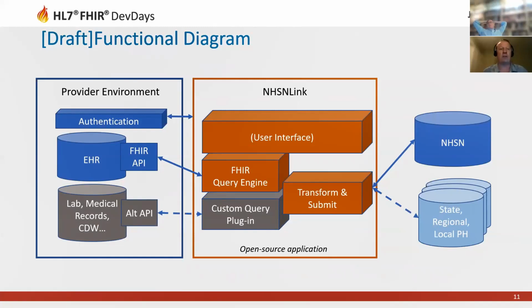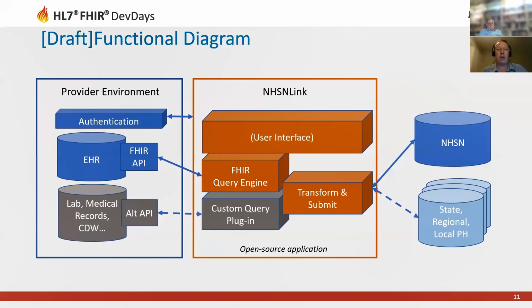There might be an HL7 version 2 interface, or it might be a setup where people at the hospital will just extract records, put them in a CSV format, and push them to NHSNLink. NHSNLink is the stuff in the orange box, and this consists of a user interface which will initially authenticate against that provider environment. It has a FHIR query engine where it will query the FHIR APIs of an EHR to pull out things like the medication request resources, allergies, patient demographics, et cetera, and a custom query plugin architecture where, again, you can hit those proprietary APIs or potentially accept CSVs and so forth.